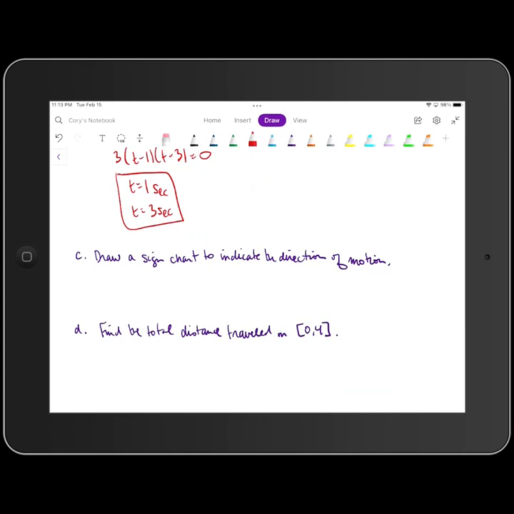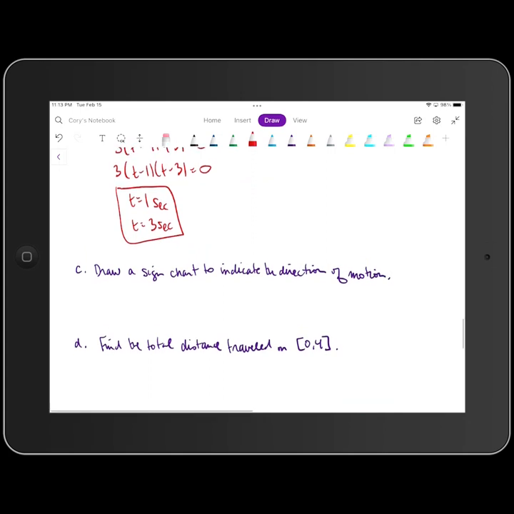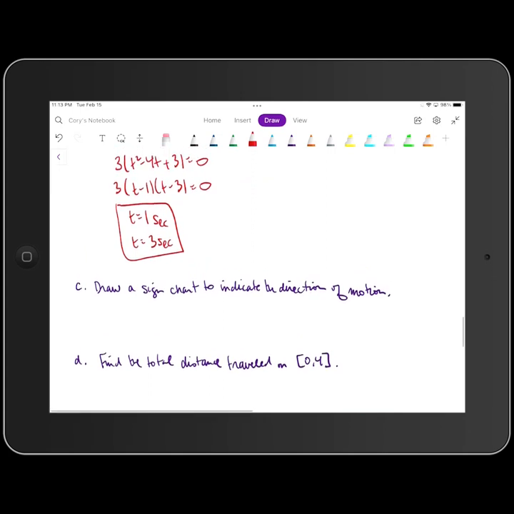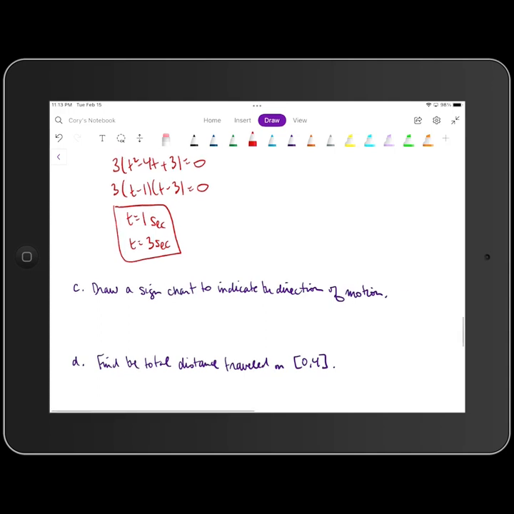Okay, on to part C. Part C says to draw a sign chart to indicate the direction of motion. Again, we did something similar to this in the previous example, and part C is going to be really important for what we do in part D. If we're going to draw a sign chart to indicate direction of motion, this is going to be a sign chart for our velocity function.